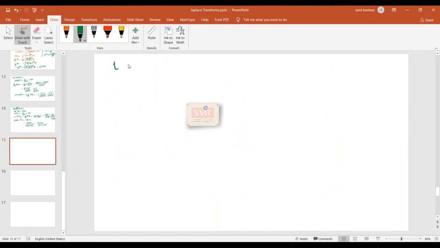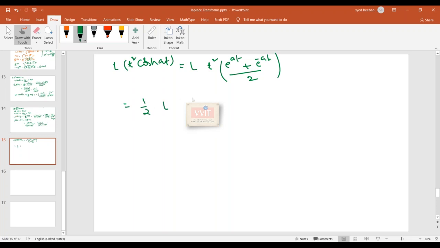L times t square cos hat, which is equal to, L times t square cos hat is e power at plus e power minus at by 2. I can write that as 1 by 2 L of e power at times t square plus 1 by 2 L of e power minus at times t square, which is equal to 1 by 2.